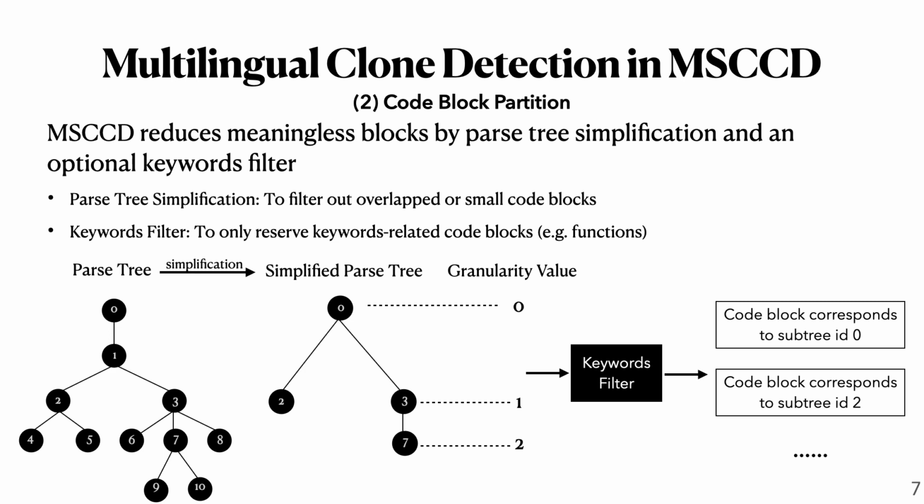Besides, clone detection is always interested in some compositions like functions. To define these compositions, we must use keywords in the grammar. So, MSCCD provides a keywords filter to only reserve these keyword-related code blocks. By using the keywords filter, the clone candidates can be reduced so that MSCCD can be executed faster.